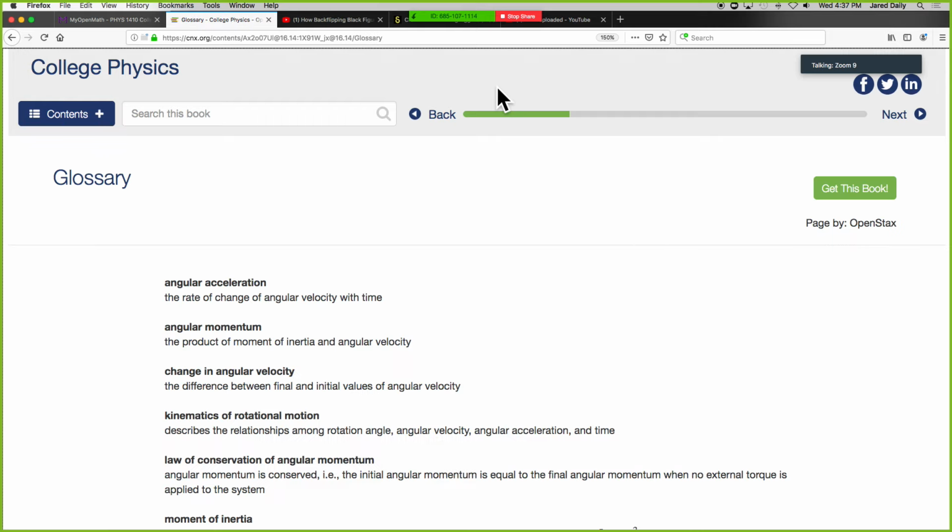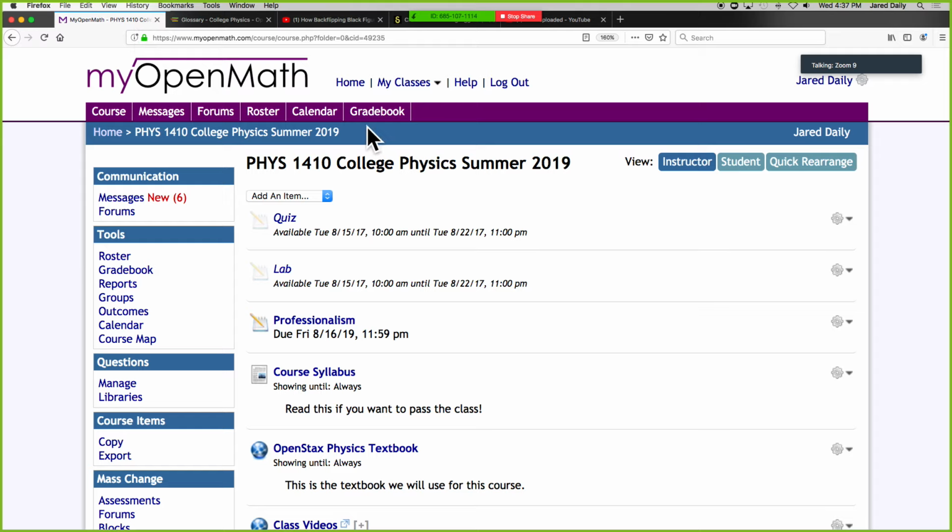And that takes us to the end of the chapter. All right, so we are done with chapter 10. Let's take a look at our calendar and see what's coming up.